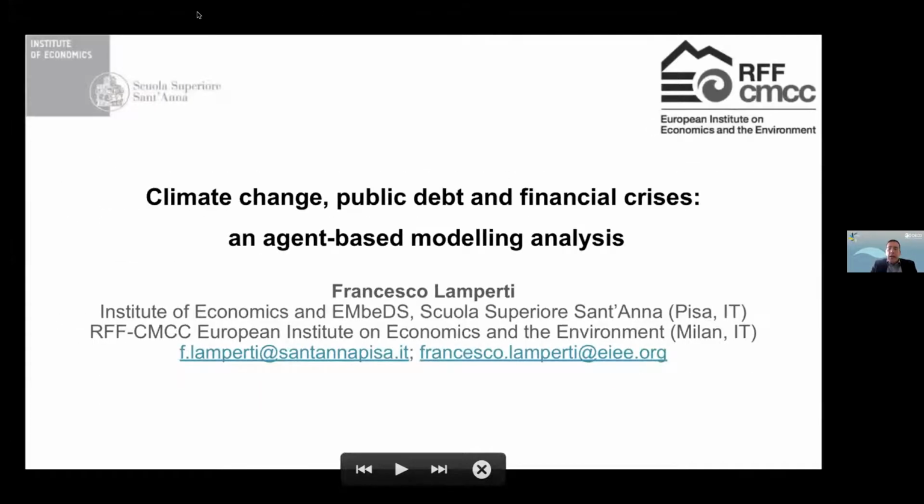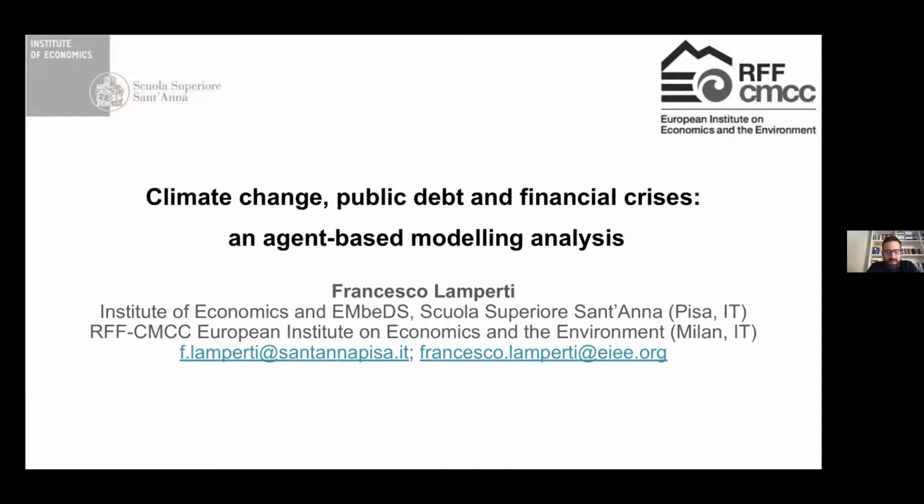Again, it's another paper which is not just thinking about averages, but focusing on risks, and in particular, the link between climate change and financial risks. So, Francesco, over to you. Many thanks, Steve, for the kind introduction, and I'm very happy to be part of this amazing workshop. I learned a lot during these 2 days, and I hope I can also provide some interesting food for thought.